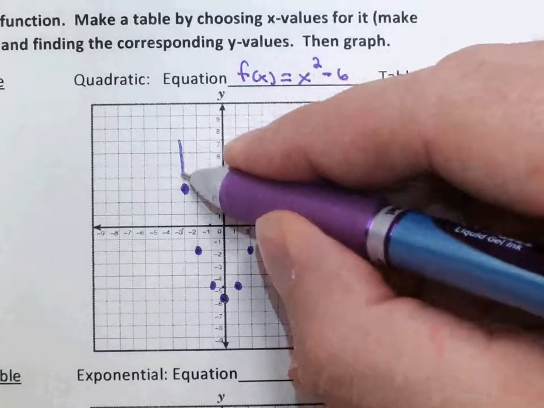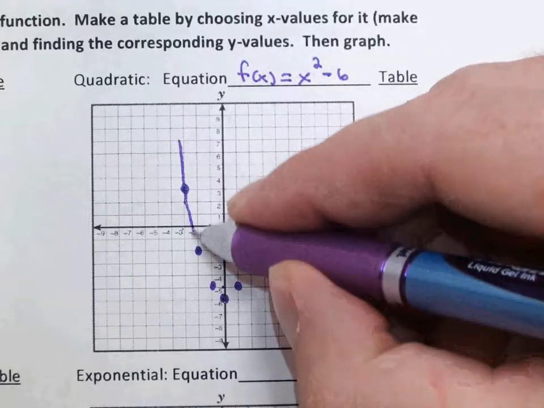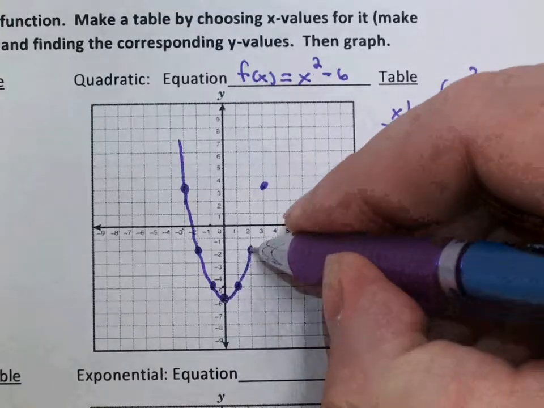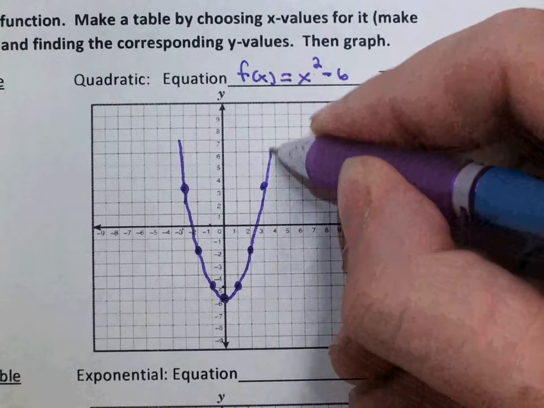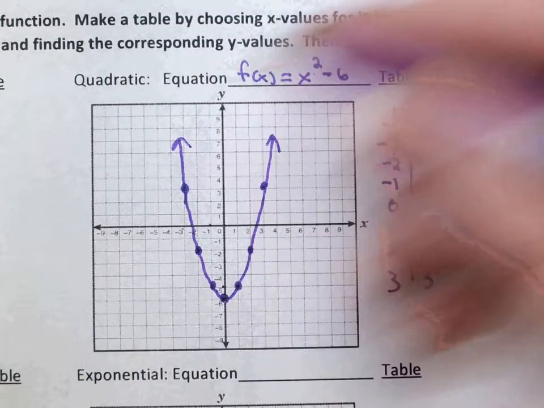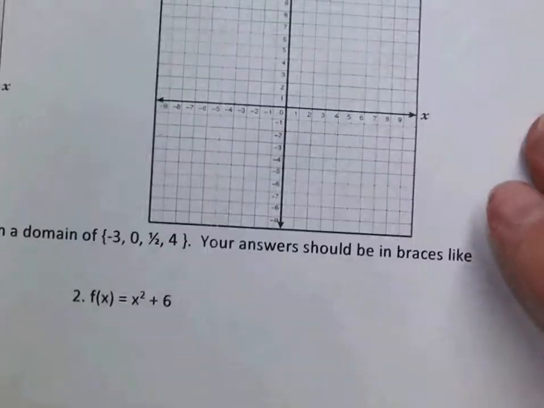I'm going to make sure to connect the lines because there are values in between even though I didn't choose them. I'm going to put arrows on the ends of my lines, and that's that problem.